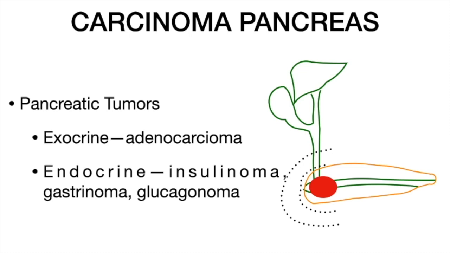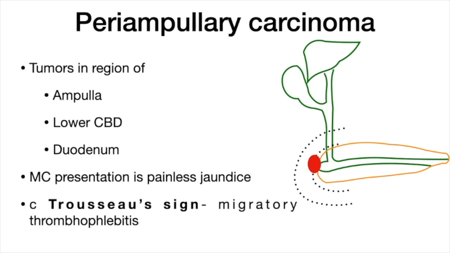And another important cause is CA head of pancreas. It may be an exocrine adenocarcinoma or endocrine tumors like insulinoma, glucagonoma, etc. And another important cause is periampullary carcinoma, that is tumors in the region of the ampulla, lower end of the CBD or duodenum. The most common presentation in this case is painless jaundice. And another sign is called migratory thrombophlebitis, that is Trousseau's sign.